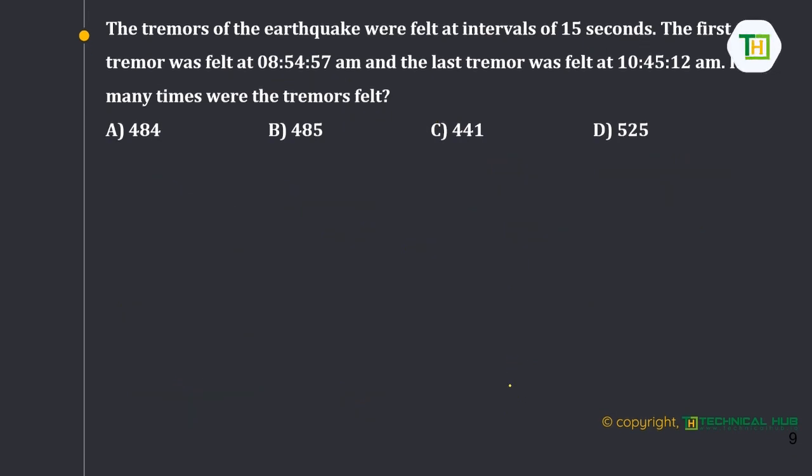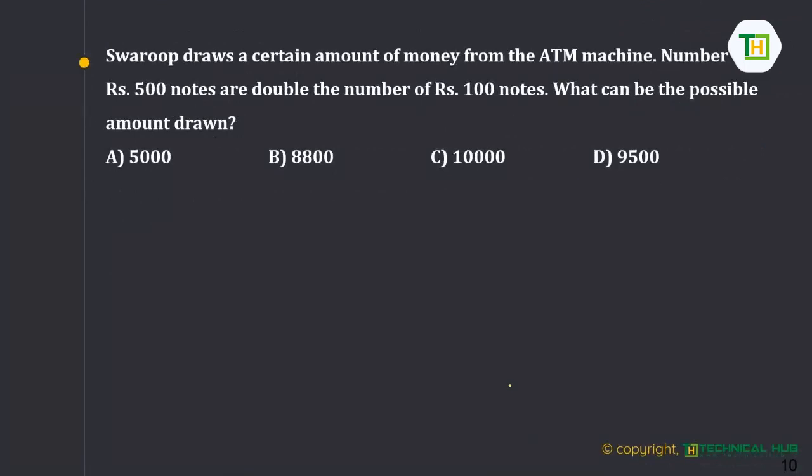Yes. So moving to the next question. Yes, what is there here? Swaroop draws a certain amount of money from the ATM machine. The number of 500 notes is double the number of 100 notes. The number of 100 notes, then you will get the number of 500 notes.